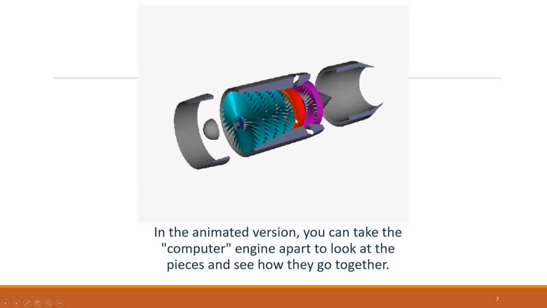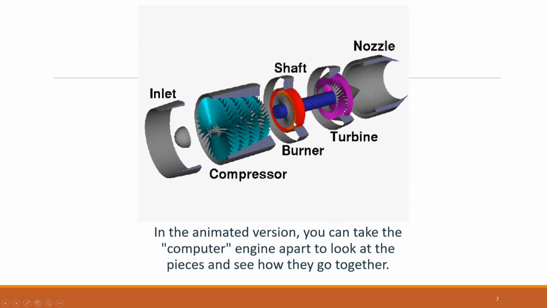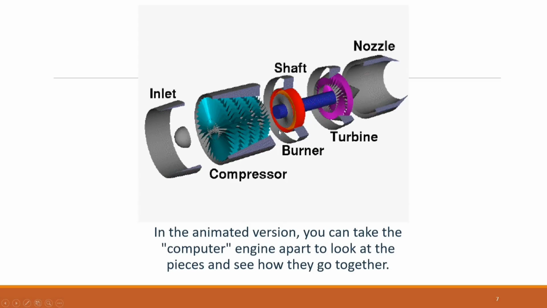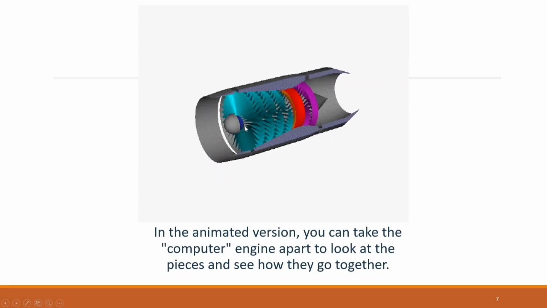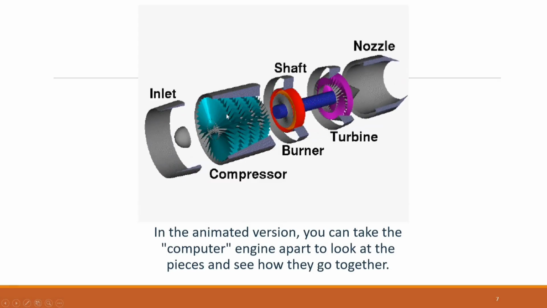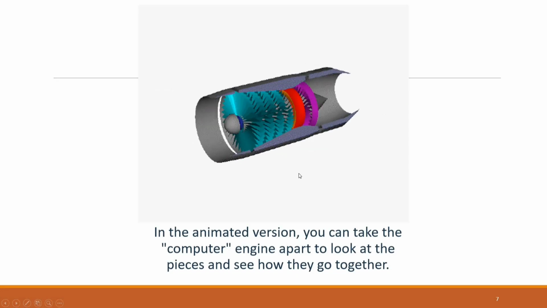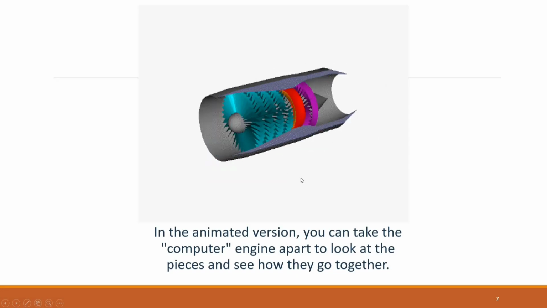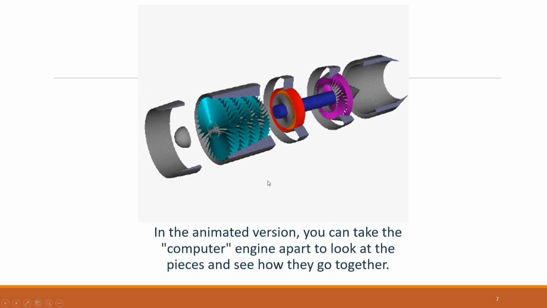In the animated version of this slide, the engine is shown with its main parts separated from each other. This simplified view is intended to help you identify the major sections of the engine and understand their individual roles before seeing how they operate together, as a complete system.